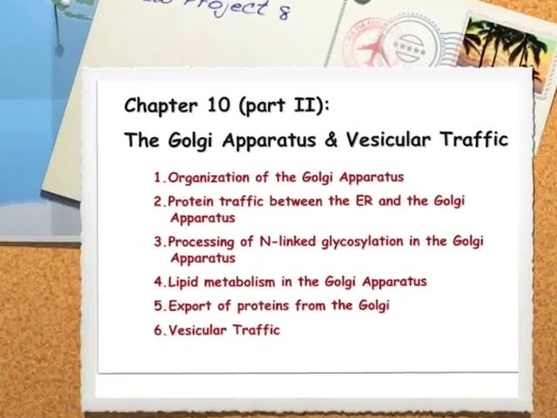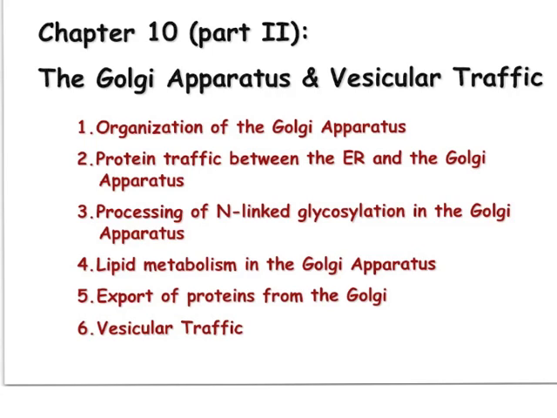Moving forward with the study of the secretory pathway, we go on now to study the Golgi apparatus. And in relation to the Golgi, we will first talk about the organization of the Golgi in the cell. Then we will be talking about the way proteins traffic between the endoplasmic reticulum and the Golgi, and what happens at the level of N-linked glycosylation in the Golgi.